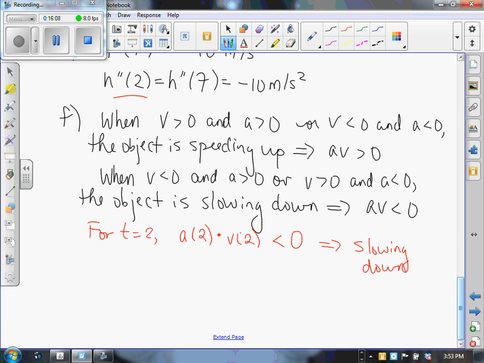And that makes sense, right? As you launch something into the air, as time progresses, on its way to its maximum, it is slowing down.